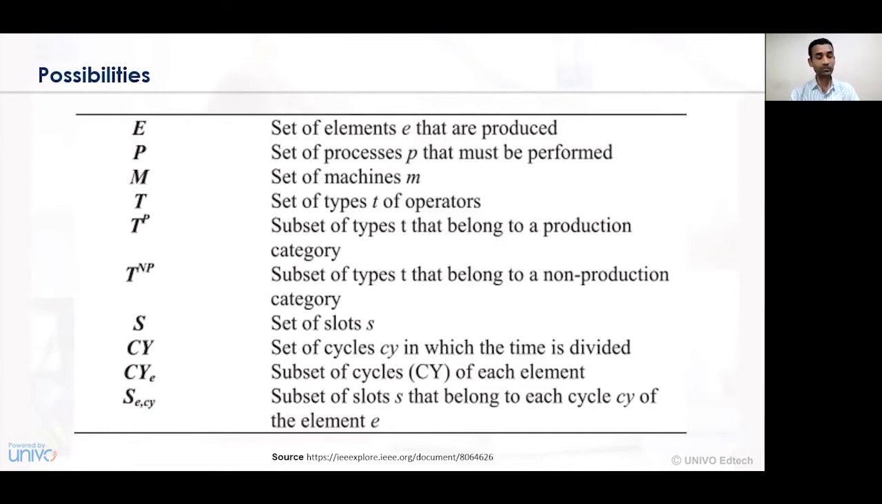So in this way, the various studies with respect to the aerospace industry were undertaken, and accordingly it considers the machines, the processes, the elements, the set of types, the subset types, the cycle, the operation cycle, and the subsets of those particular cycles in which each and every activity is divided into those slots. So that was the understanding of the various possibilities.